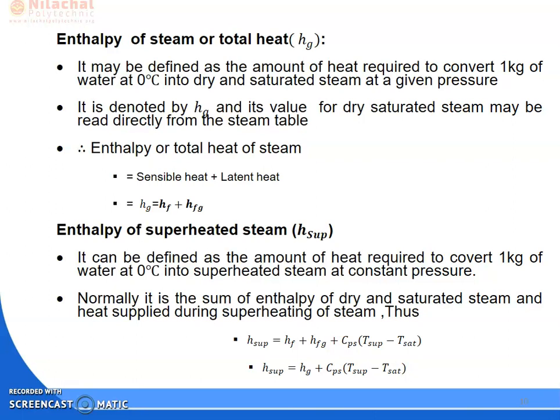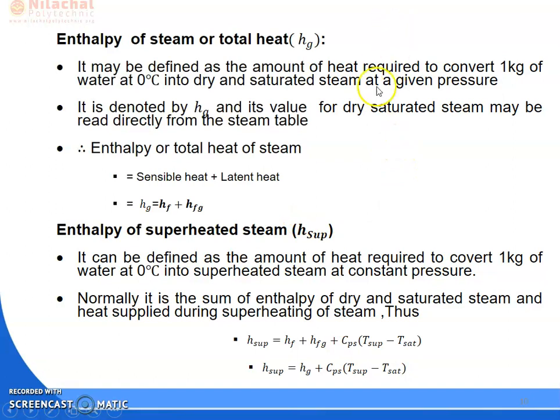So how much heat will it be? 0 degree centigrade water converted to 100 degree centigrade water, that is HF. Then 100 degree centigrade water will be converted to 100 degree centigrade vapor, that is HFG. So HF plus HFG, that means sensible heat plus latent heat, will give us Hg. Hg will also be calculated from the steam table.